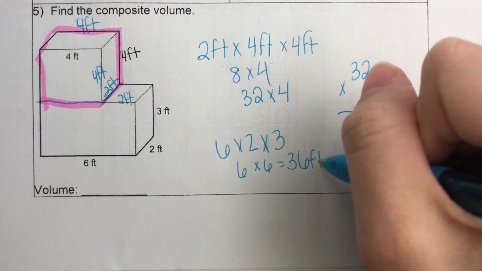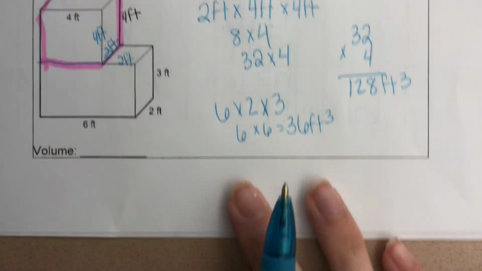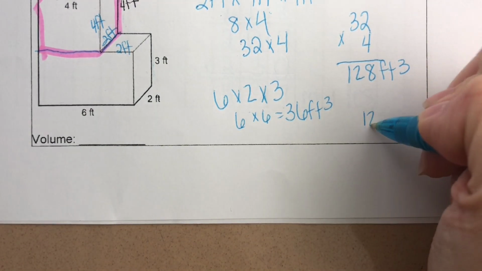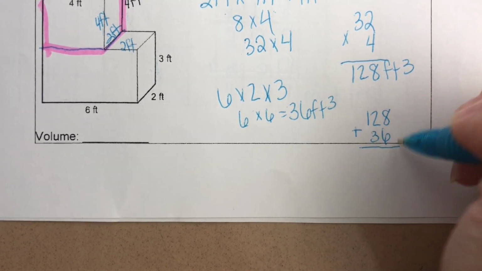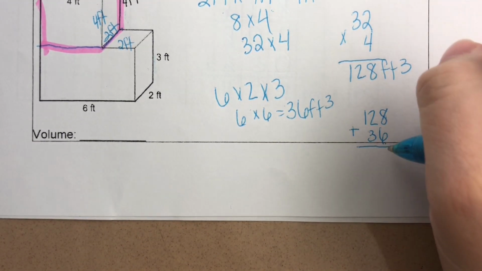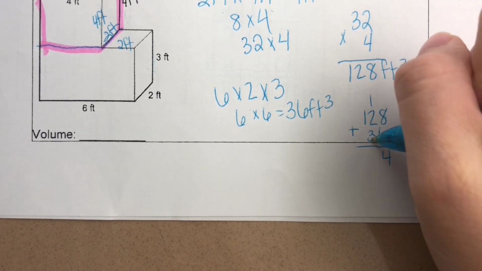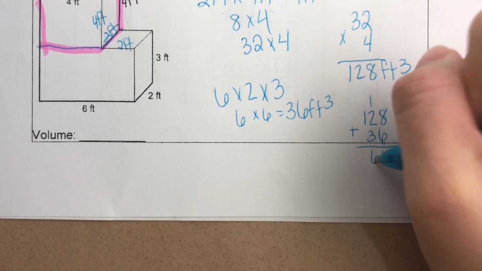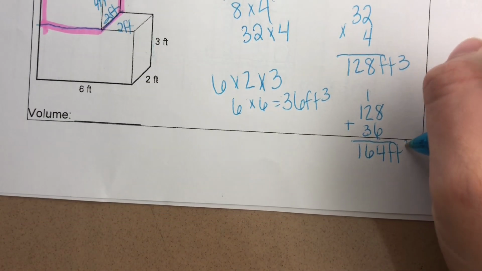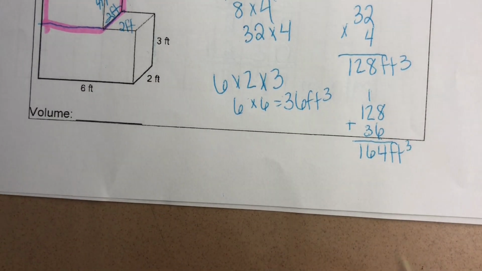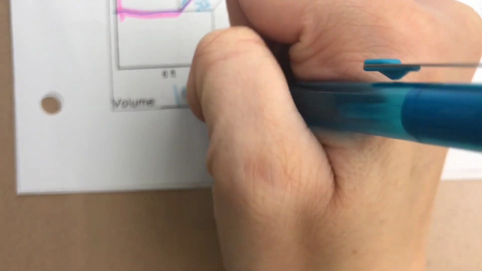And again, cubic feet. I'm going to add 128 plus 36. 8 plus 6 is 14. 3 plus 2 is 5, plus 1 is 6. So I have 164 cubic feet is my volume. So I'm going to write that over here.